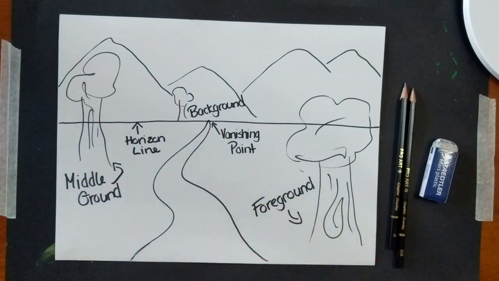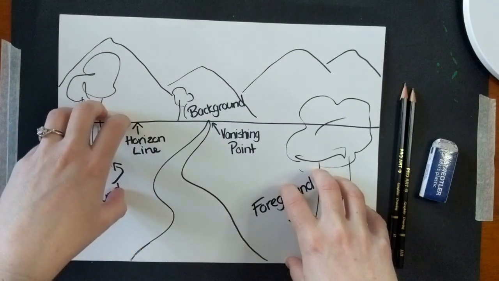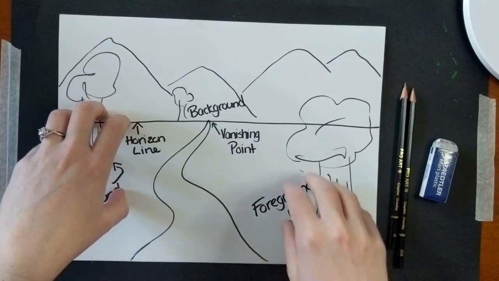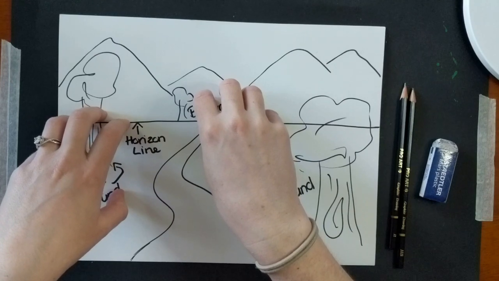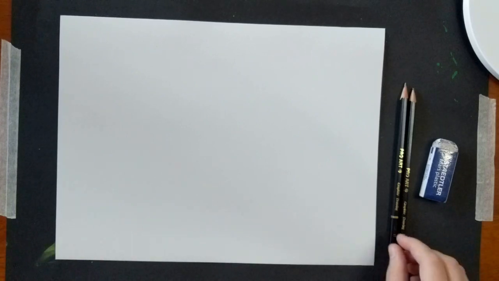And then we also have the three parts of a landscape or a seascape, which are the foreground, which is the area in the front where everything is the largest, the middle ground, where everything's kind of medium-sized, and the background, where things are the smallest because they are the farthest away. So how can we apply those different parts to a seascape?